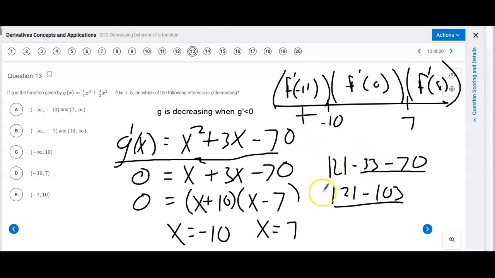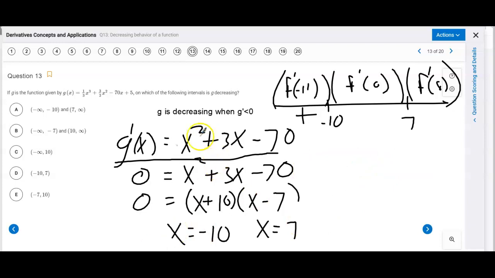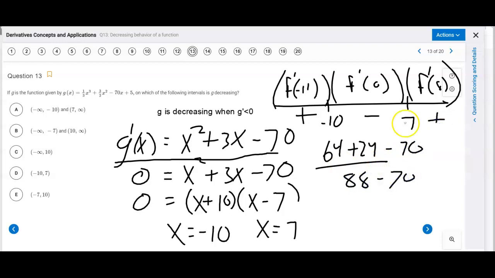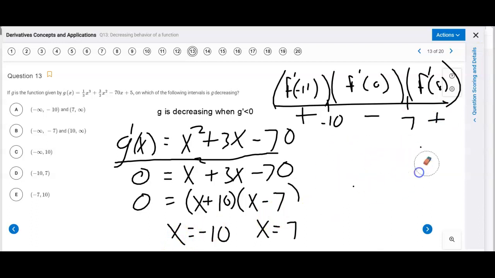Let's check out in between. What if I plugged 0 into my derivative? Well, if I plugged in 0, that's pretty easy because that's just going to cancel the x's out and leave you with negative 70. So that's a negative there. And it's more than likely going to be a positive over here, but we'll check it just to be sure. So let's plug in an 8. So if you plug in 8, you get 64 plus 24 minus 70. Yeah, here I'm getting 88 minus 70, and that's a positive again. So as you can see, we are decreasing anytime the derivative is negative.